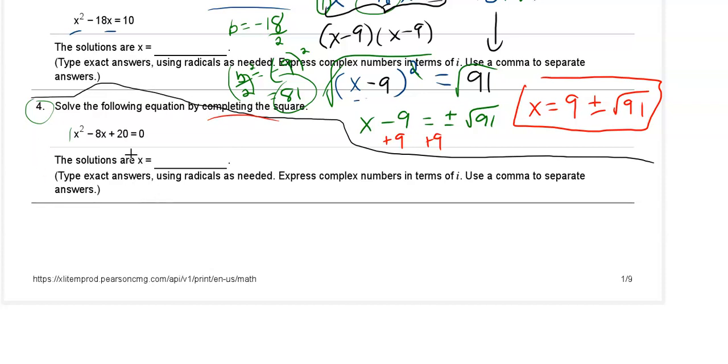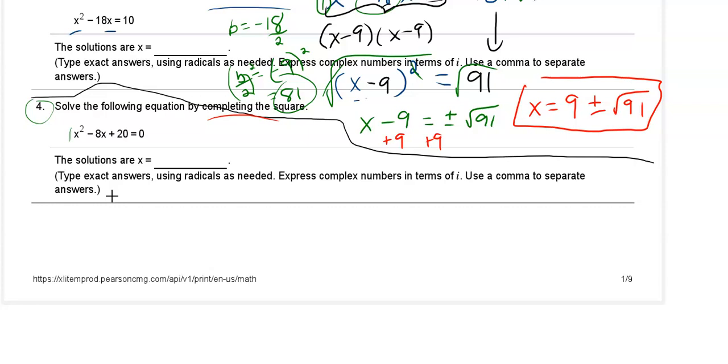Again, you could use the quadratic formula. It depends on your teacher, all right? So if I'm your teacher, I'm okay if you use the quadratic formula, but other teachers may be specifically wanting you to complete the square, and so you need to do it by how the directions are prescribing.